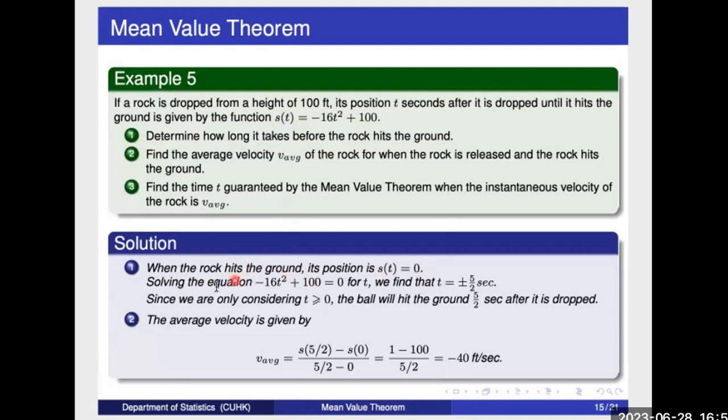This yields the equation -16 times t squared plus 100 equals 0. Upon solving this equation for t, we find that t equals plus or minus 5/2 seconds. Since we are only interested in t values greater than or equal to 0, we deduce that the ball will hit the ground 5/2 seconds after being dropped. In the second part, we need to find the average velocity of the rock from when it is released to when it impacts the ground.